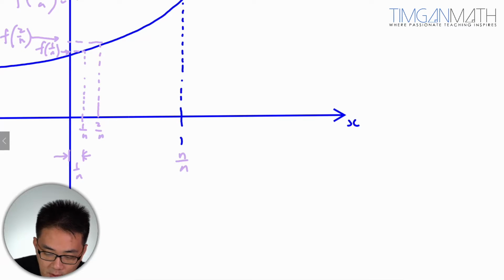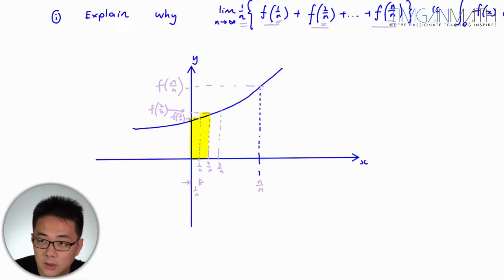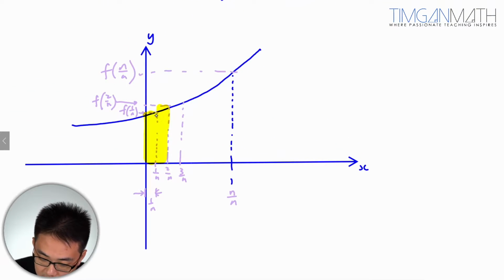If you think about it, these are all areas under the graph. This is a rectangle, and this is another rectangle here. I'm going to draw another rectangle here, at 3 over n. You just keep going on for the rectangles until the last one.